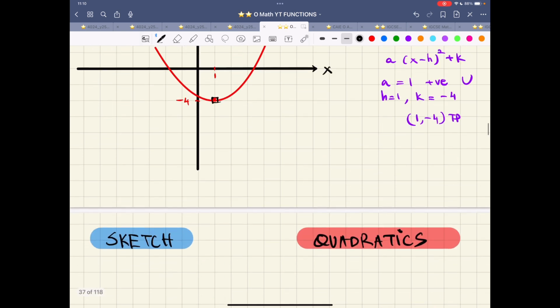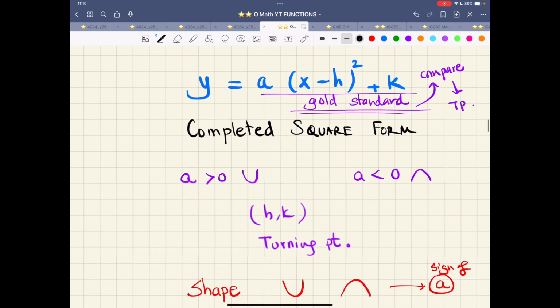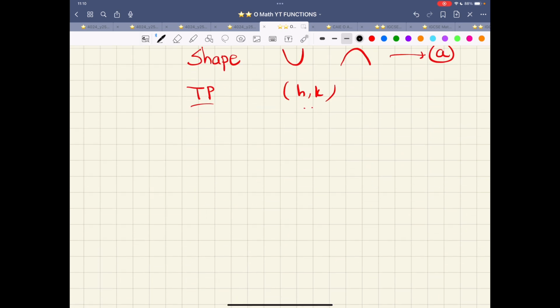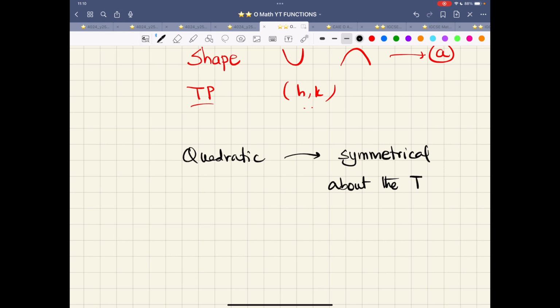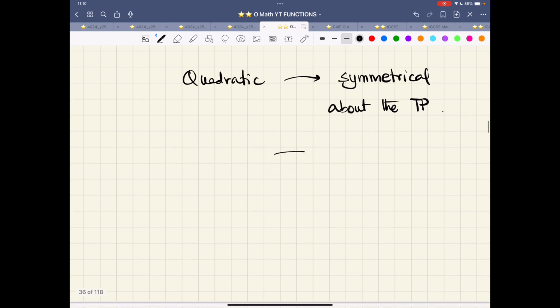Now wait a minute. There is also something which is special in this completed square form, which is special in quadratic. That is, a quadratic equation is symmetrical about the turning point. So now we also have a line of symmetry, and that is very much asked by the examiner, which is x equals h.